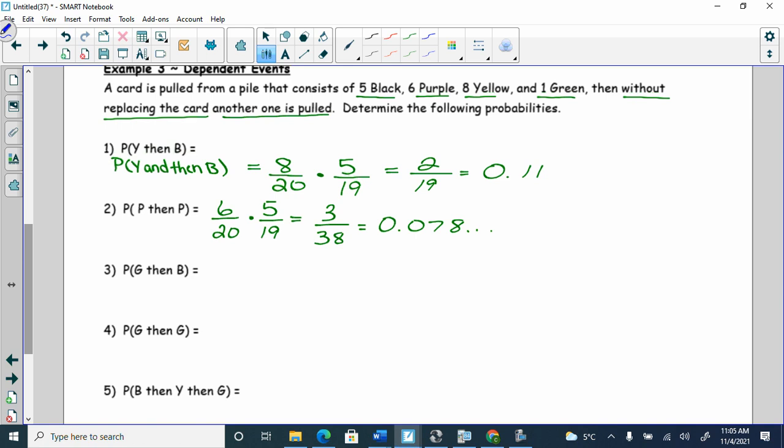Okay, G and then B. G is green, 1 out of 20. B is black, 5 out of 19. What does that reduce to? 1 over 76, which is?